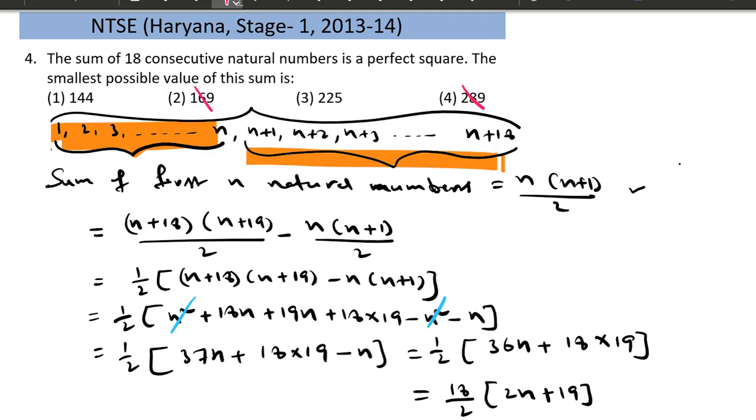But what is 2n plus 19? 2n plus 19 must be an odd number. In that sum, 9 into some odd number, again the resultant number must be an odd number. So from the options, which is the odd number? 225. So the smallest possible value of that sum is 225 only.